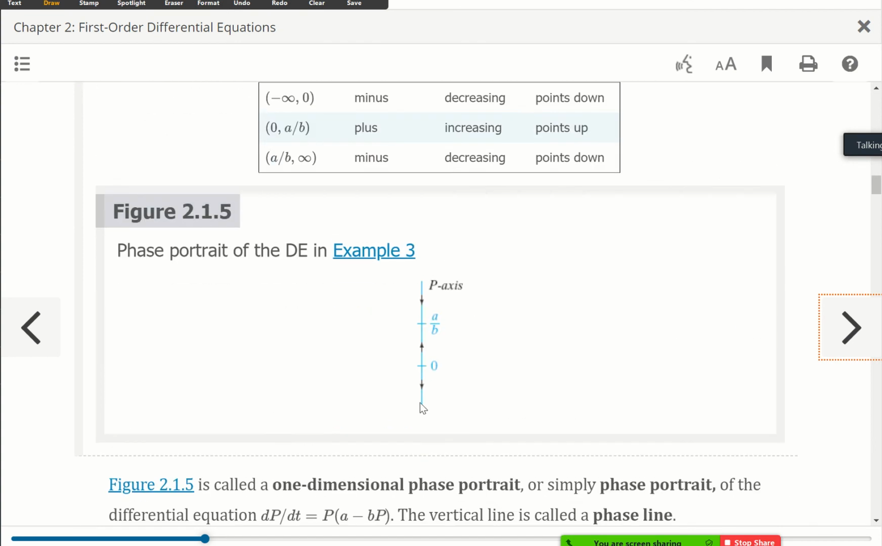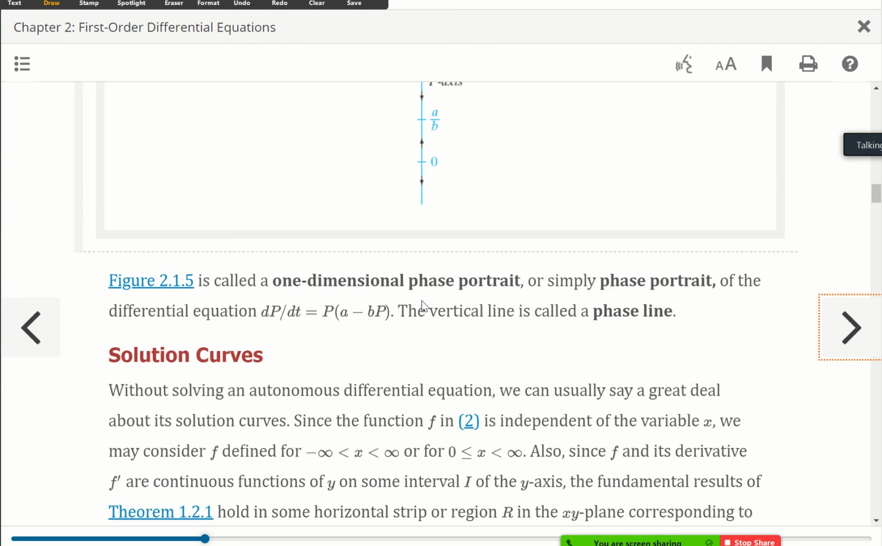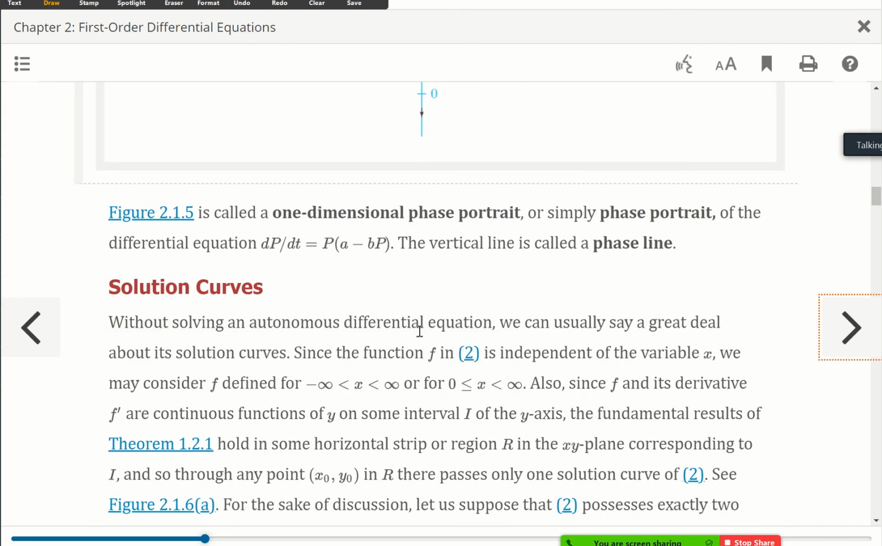So as we said a moment ago, here's our two constant solutions, 0 and a over b. It's decreasing below 0. It's increasing between 0 and a over b, and it's decreasing above a over b. Okay, we're just going to simply refer to this as the phase portrait, and then the vertical line sometimes is referred to as the phase line.